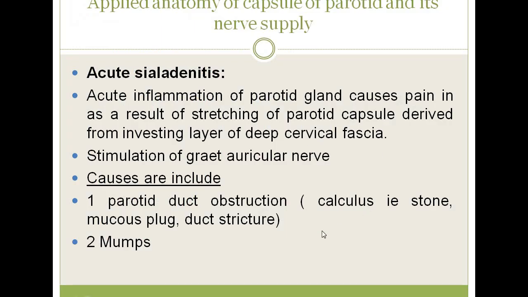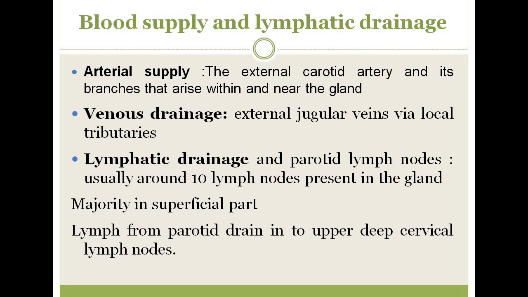Now clinical anatomy of capsule of parotid and its nerve supply. Acute parotitis is the acute inflammation of parotid gland. It causes pain as a result of stretching of parotid capsule, which is derived from investing layer of deep cervical fascia. This we have seen. And stimulation of great auricular nerve. The causes of this parotitis include parotid duct obstruction, which may be due to calculus, that is stone or mucus plug, or the duct stricture. Mumps is also the cause of acute parotitis.